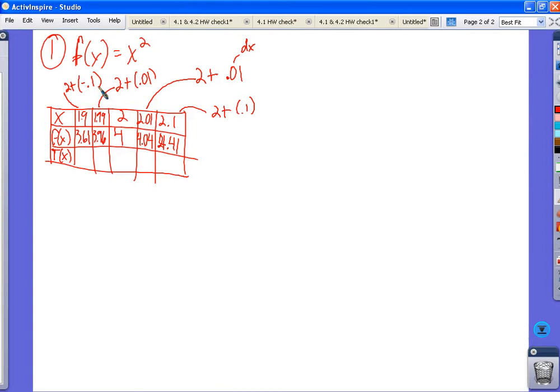What happened to the added line? What happened to what? F prime. We haven't used it yet. Remember that I said we're going to use this.